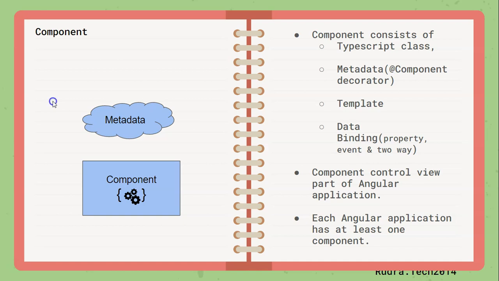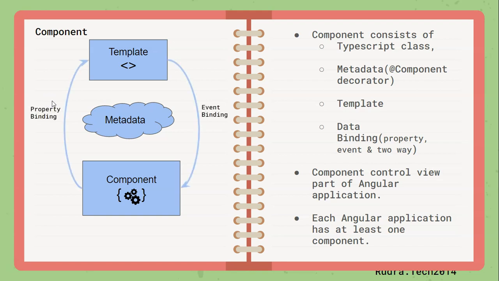Then it contains a template file. The template will contain the HTML part of the component that is visible to the user. Then it also consists of data binding. Data binding is the way of exchanging data between the component class and the template. There are several types of data binding, like one-way binding, two-way binding, event binding, and attribute binding. The component controls the view part of the Angular application. Each Angular application has at least one component and can have several feature components.